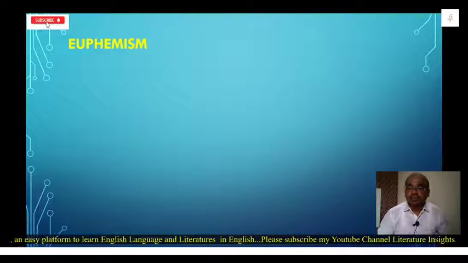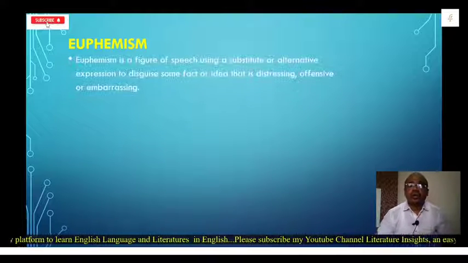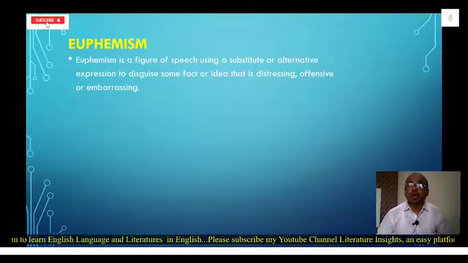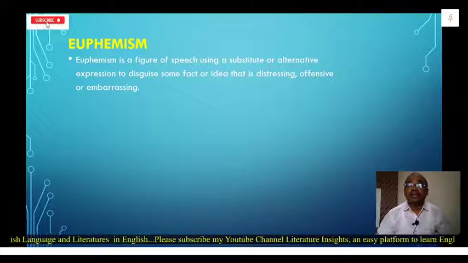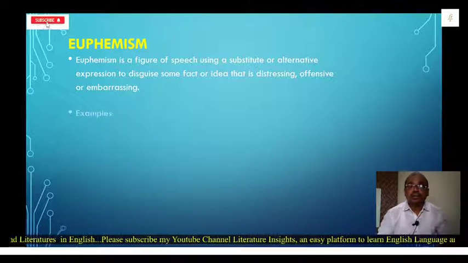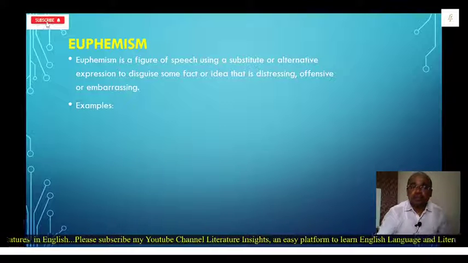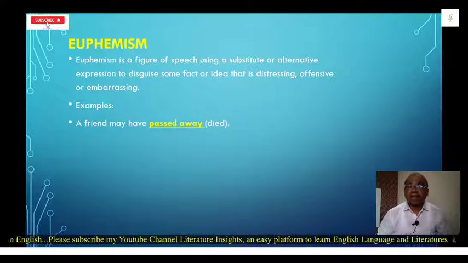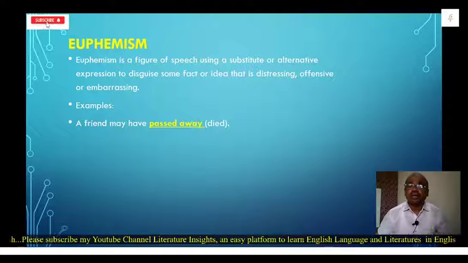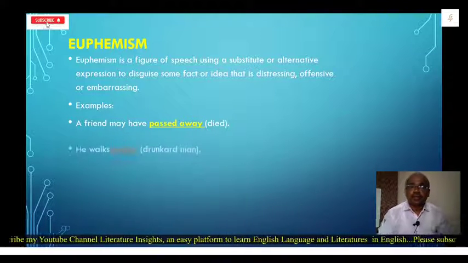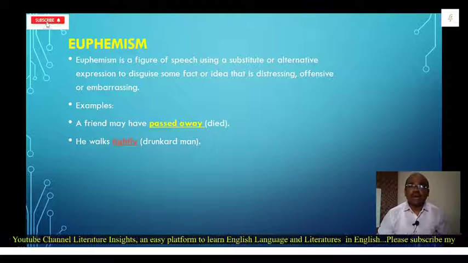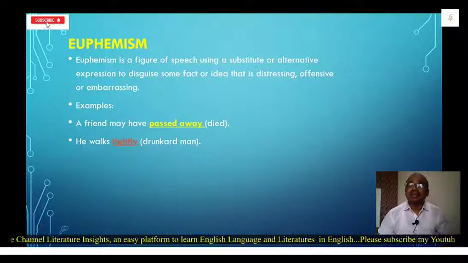Then euphemism. Euphemism is a figure of speech using a substitute or alternative expression to disguise some fact or idea that is distressing, offensive or embarrassing. So here are examples of euphemism. A friend may have passed away. Here the word passed away is a substitute for died. He walks tightly. Here tightly is a substitute for drunk.